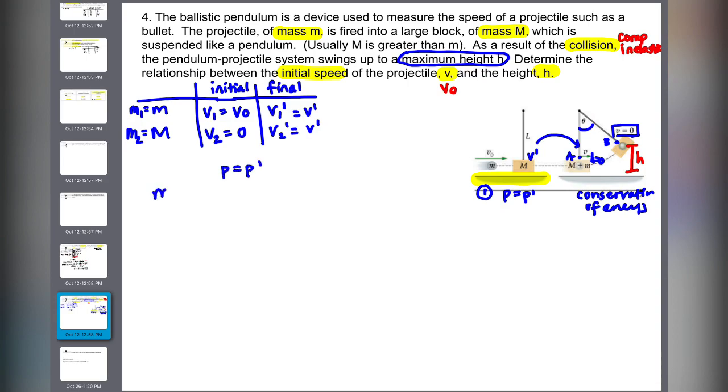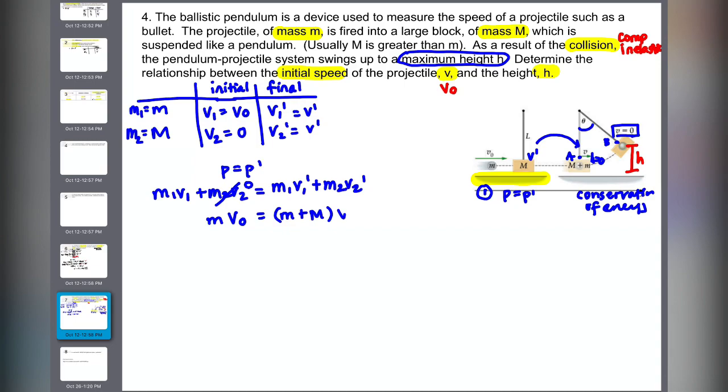And so we know that P equals P prime. So m1 v1 plus m2 v2, the initial momentum of the two objects, is m1 v1 prime plus m2 v2 prime. I know that v2 is 0, so this term is gone. And so this is lowercase m with the initial velocity of the bullet equals to the mass.